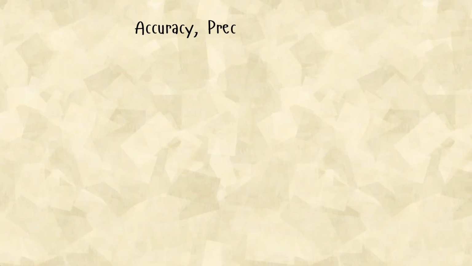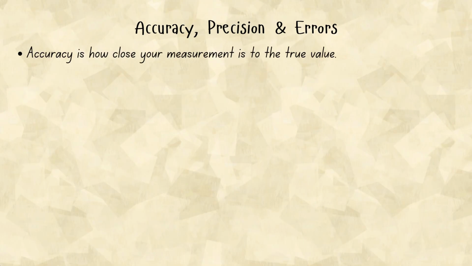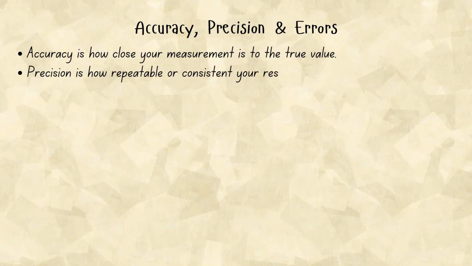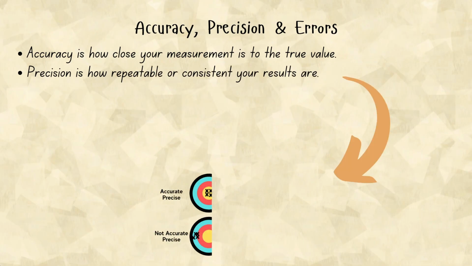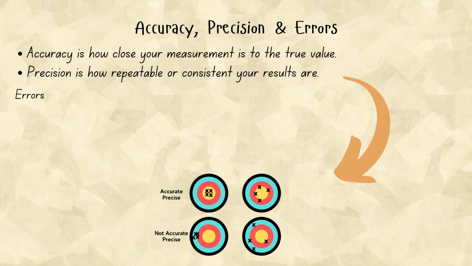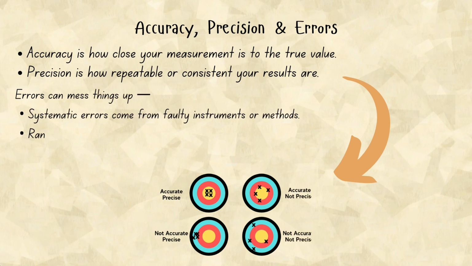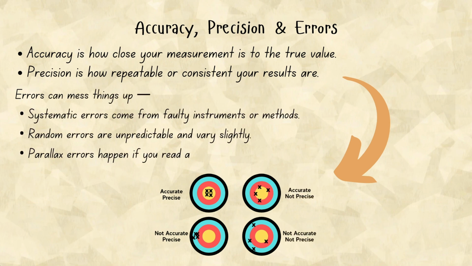Accuracy, precision, and errors. Accuracy is how close your measurement is to the true value. Precision is how repeatable or consistent your results are. Errors can mess things up. Systematic errors come from faulty instruments or methods. Random errors are unpredictable and vary slightly. Parallax errors happen if you read a scale from the wrong angle.